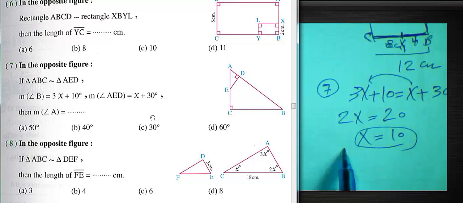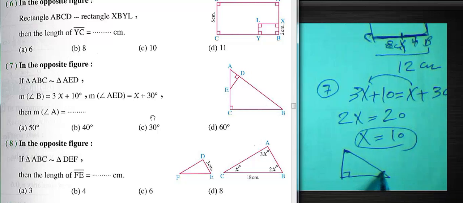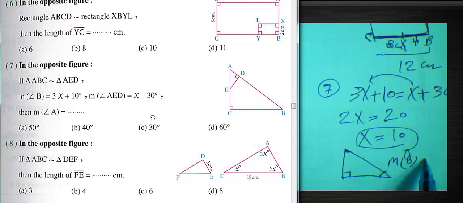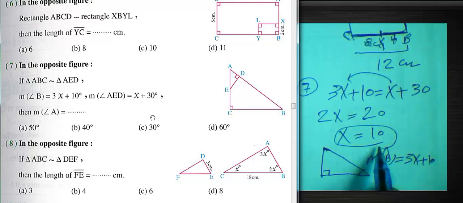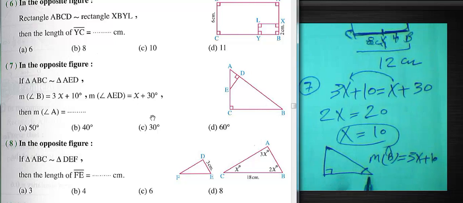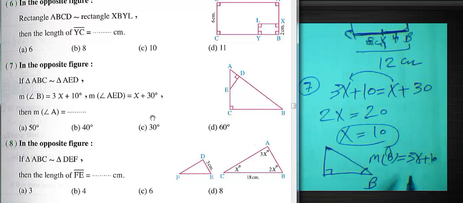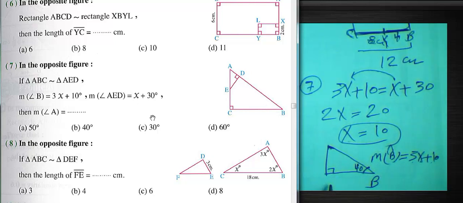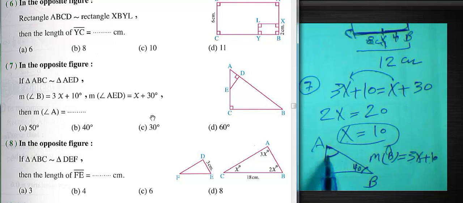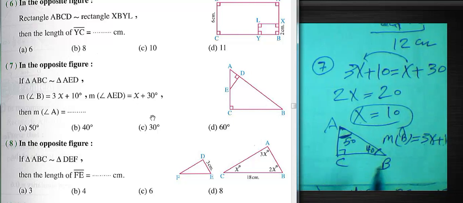Okay, this triangle here is a right angle triangle. We know the measure of angle B equals 3x plus 10. So the measure of angle B equals 3 times 10, which is 30, plus 10, equals 40, because we know x equals 10. In triangle BCA, he wants to find the measure of angle A. The measure of angle A equals 50 degrees because 50 plus 40 equals 90.